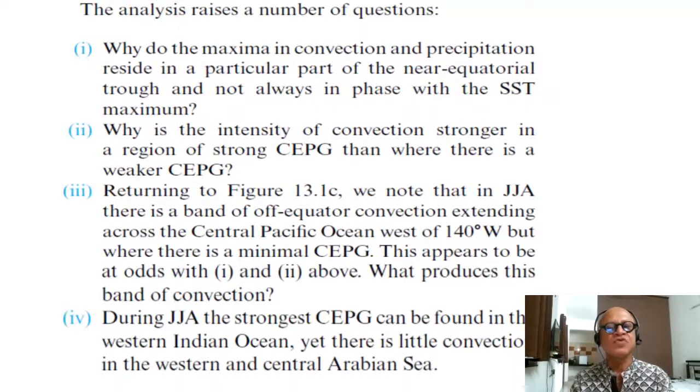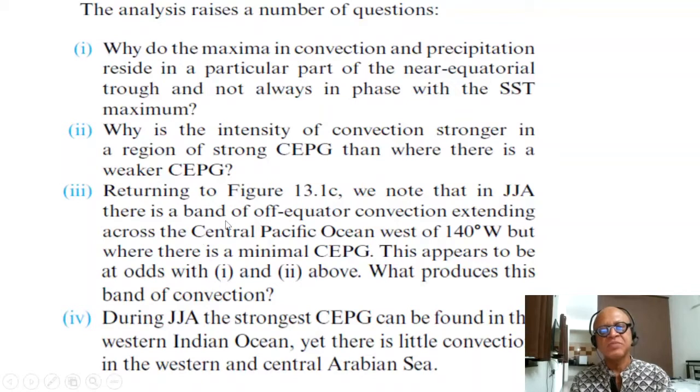This raises a few important questions that we'll touch on as we go along. Why do maxima in convection and precipitation reside in a particular part of the near equatorial trough and not always in phase with the SST maximum? Some places it's much closer to the maximum, some places quite shifted from the maximum. Why is the intensity of convection stronger in a region of strong cross-equatorial pressure gradient than where there is a weaker CEPG? When the cross-equatorial pressure gradient is strong, convection is also strong.